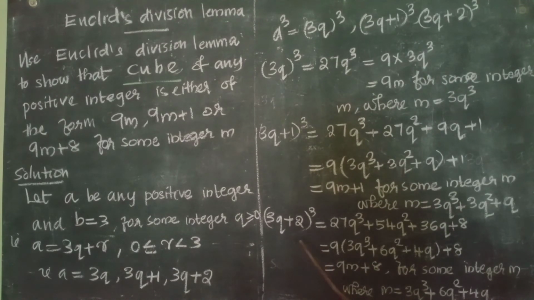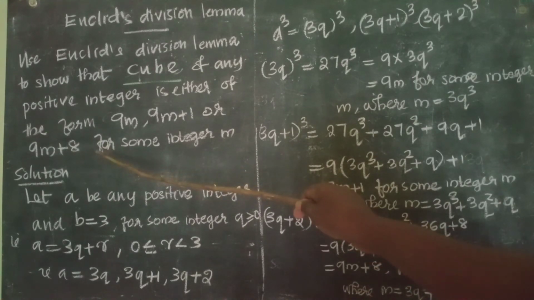That we can expand by using the same identity a plus b whole cube equal to a cube plus 3a square b plus 3ab square plus b cube. So we get 27q cube plus 54q square plus 36q plus 8. We need to change it in the form 9m plus 8.